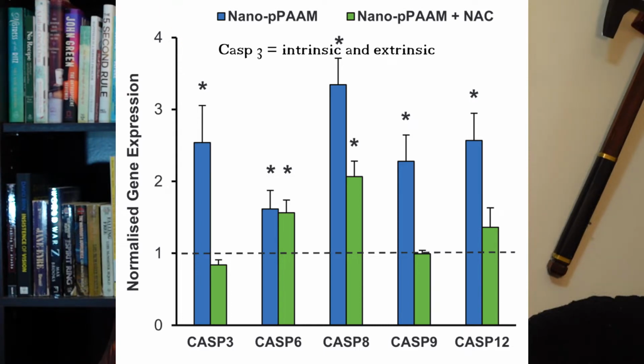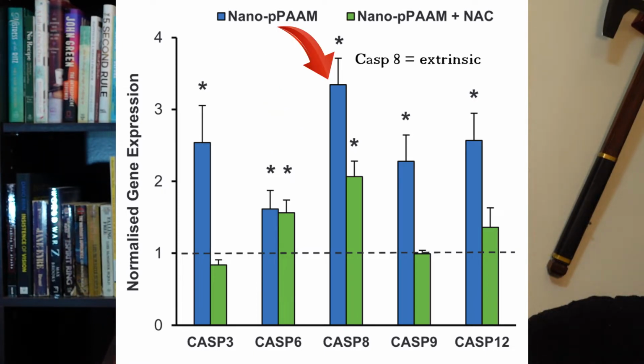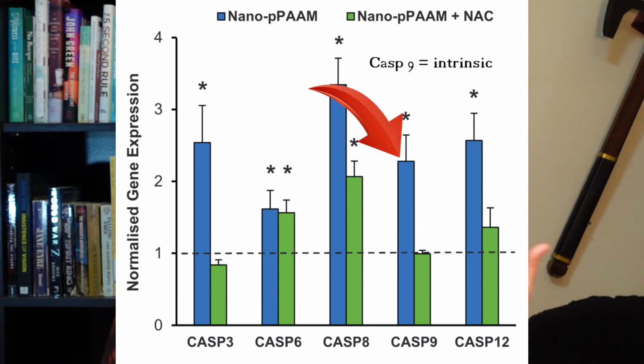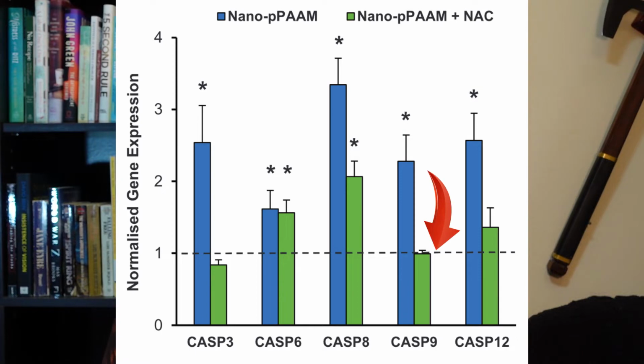And that was negated by that ROS inhibitor NAC. The CASP6, which is activated by CASP3 and thus is also involved in both pathways, wasn't really much affected at all, with or without the NAC. CASP8, a major caspase in the extrinsic pathway, was at like 3.5 times normal, which was also brought down a little by the NAC. CASP9, a major intrinsic caspase, was more than 2 times higher than normal, which was brought all the way down by the NAC.